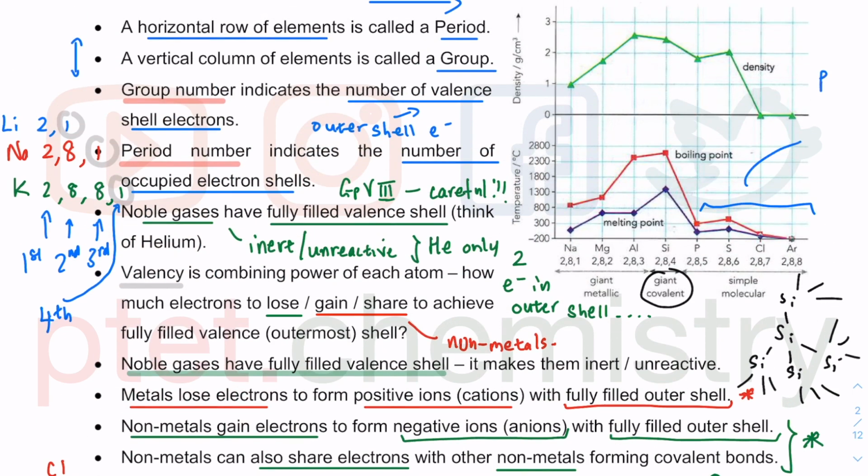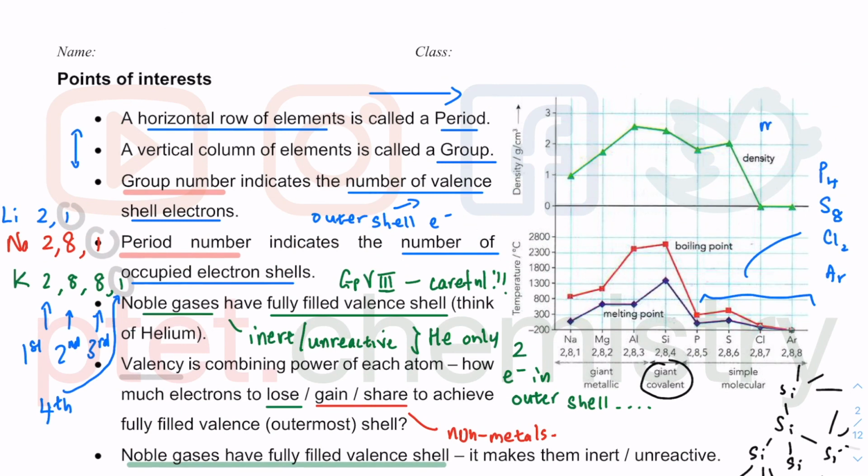So what you have is P4, S8, Cl2, and argon. These are what you call molecular formula. Molecular formula is part of year 9. Year 9 under chemical formula and equations. It is defined as the actual number of atoms in one single molecule.